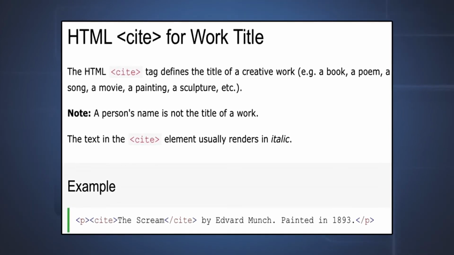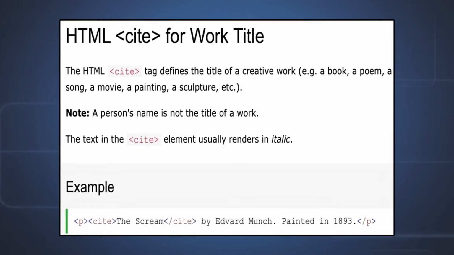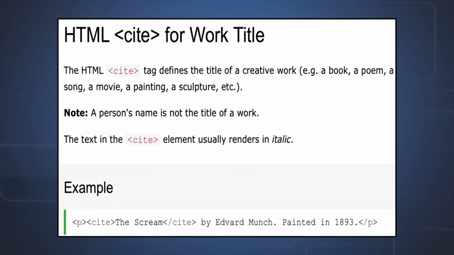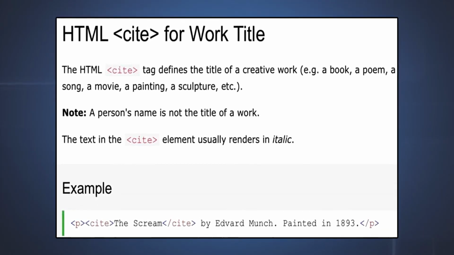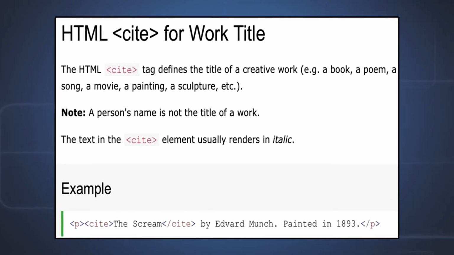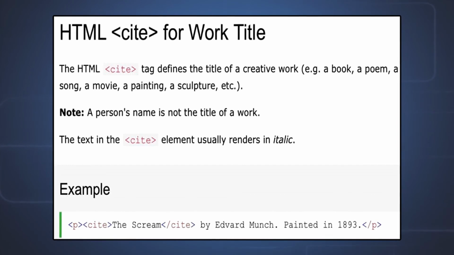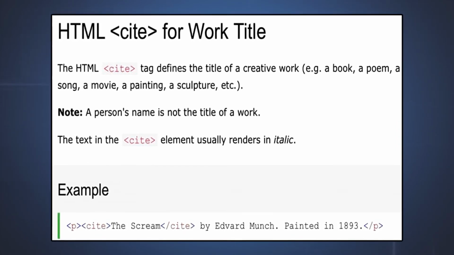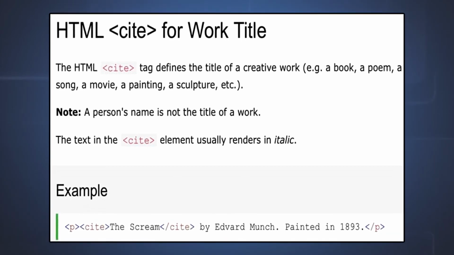So if you consider a paragraph in which we say cite followed by The Scream, close the cite tag, by Edward Munch, painted in 1893. So by Edward Munch, painted in 1893, will not have any change. However, we have what is called The Scream between the cite starting and ending tags. That is what we are citing at that moment.